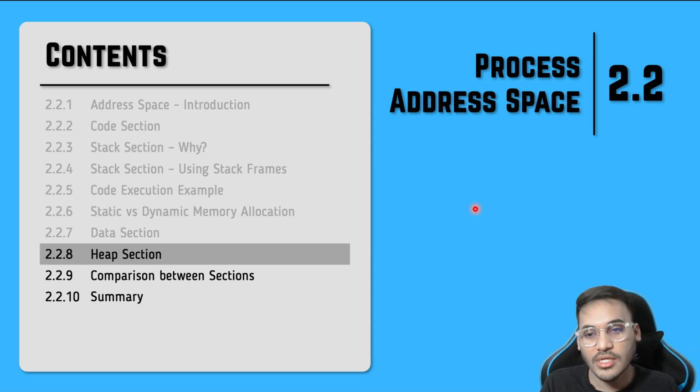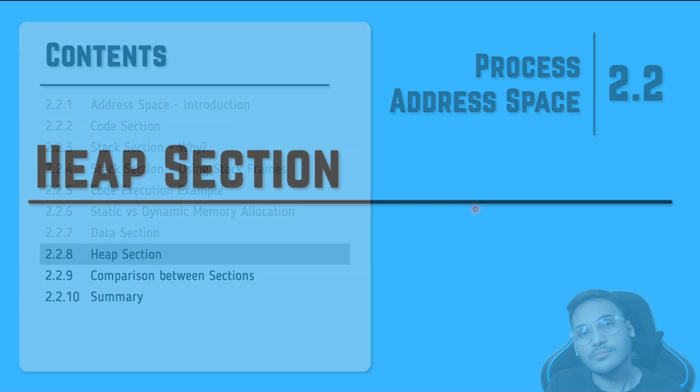And we have talked about this: the address space has four major sections. Till now we have covered the code section, stack section, and the data section. So the last section that remains to be covered is the heap section. So in this video, let us study what the heap section is and why we use it. So without further ado, let's get started.